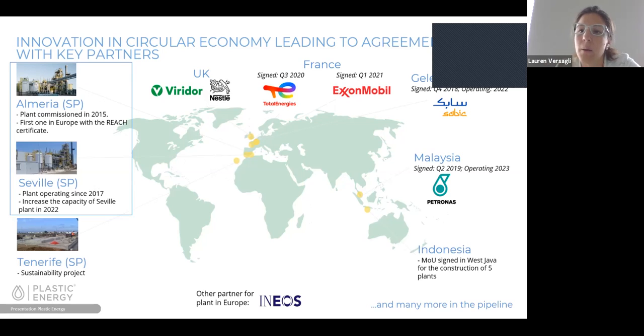We have a couple pieces of activity in Southeast Asia, with Petronas in Malaysia and also West Java in Indonesia. And we're working also with Ineos to determine a location in Europe that will work for them. Hopefully we'll have some yellow dots here in the USA soon, and certainly working to that end.